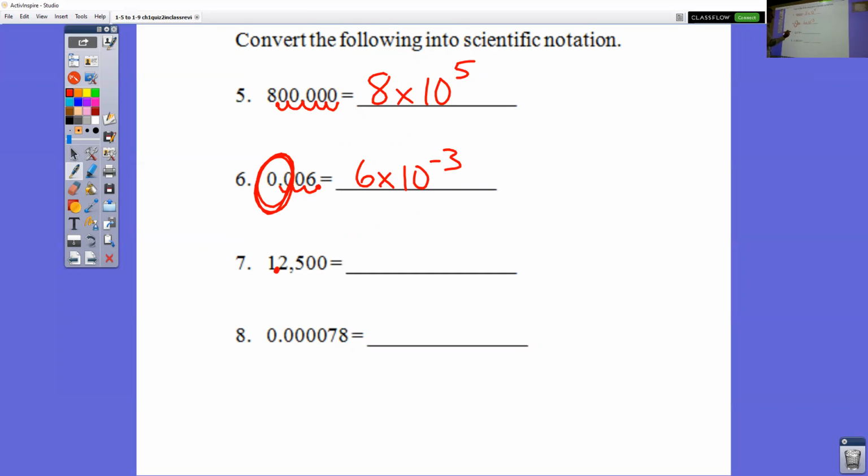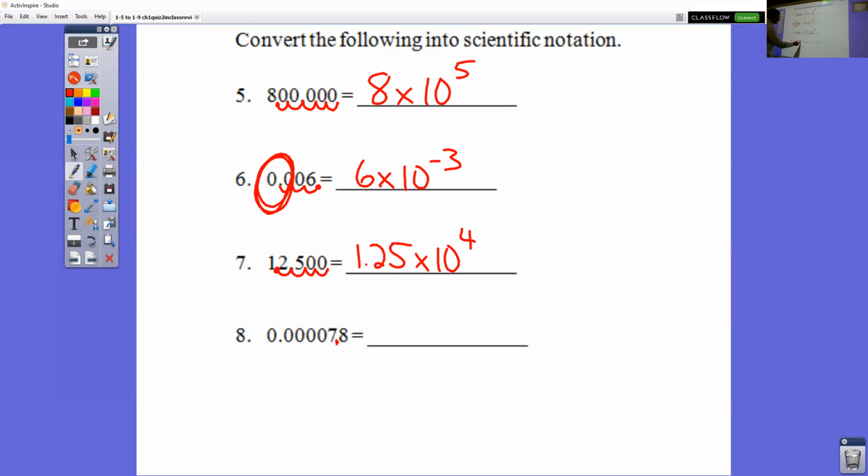12,500, put a decimal point after your first non-zero number, so in between the 1 and the 2. Write that number down in front of the times 10, and then count 1, 2, 3, 4 places to get to the end. So it's times 10 to the 4th power.